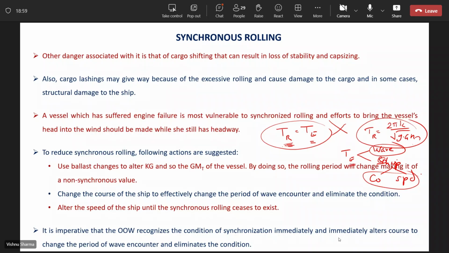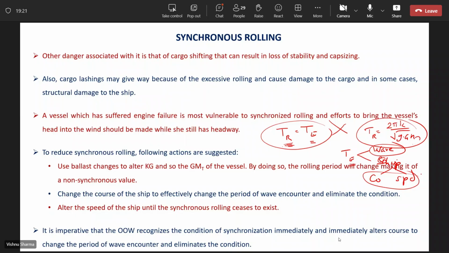Yes, correct. The moment you change the course, whichever way, whether you alter to port or starboard, the change in course is going to change that period of encounter, right? TE will be changed. Correct, beta? Is there a preferable side? No, this is not that there is a preferable side.